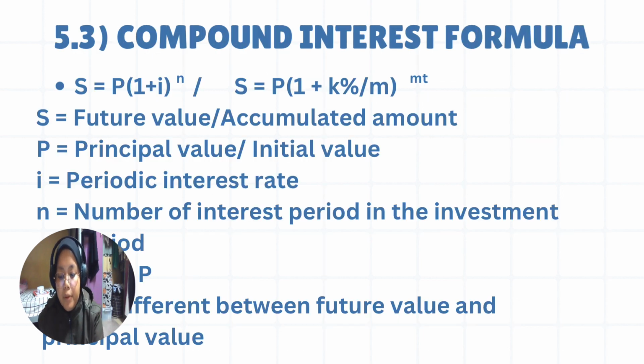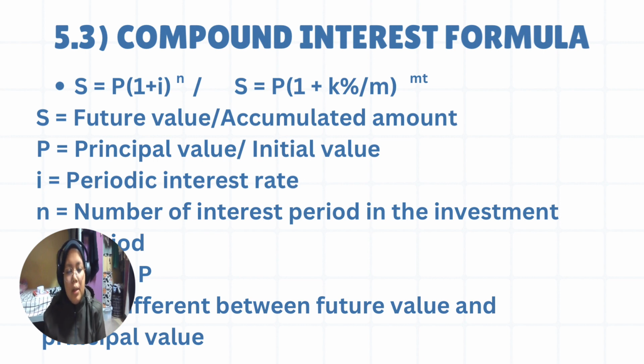Let's move on to 5.3, compound interest formula. So this is the formula, the only formula that you will use in this topic, which is S equals P in bracket 1 plus I, powered by N. As I said before, I is also known as K% over M, and N is known as MT. S is the future value or accumulated amount. P is the principal value or initial value. I is the periodic interest rate, and N is the number of interest periods in the investment.